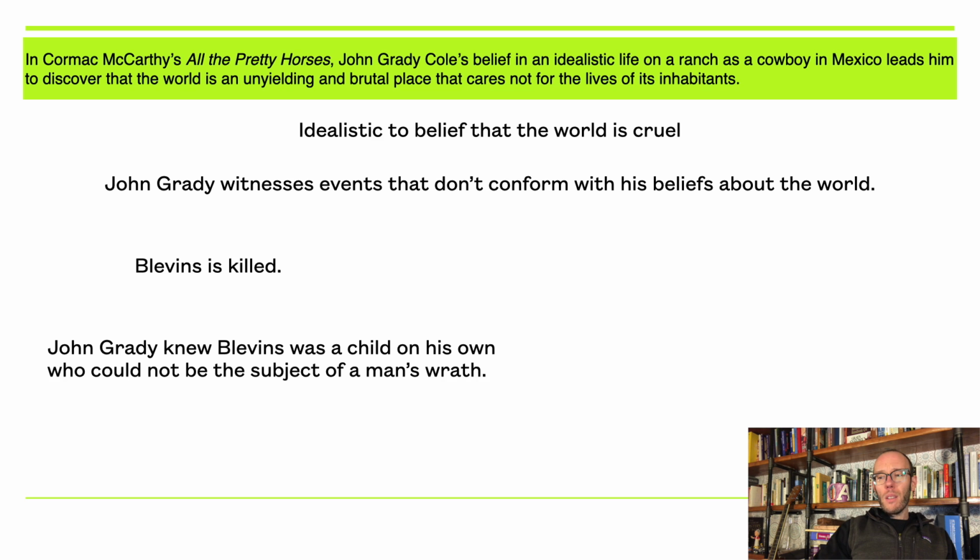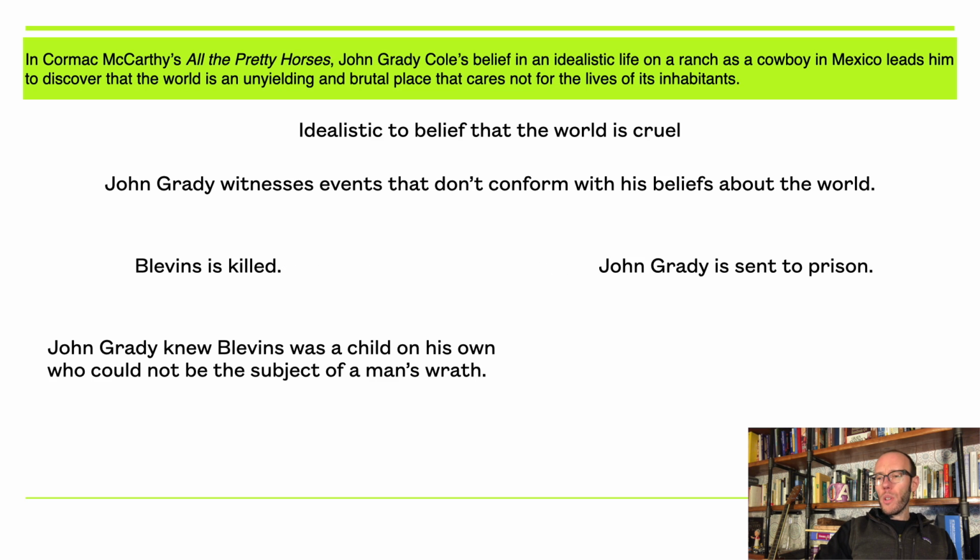But anyway, John Grady saw Blevins as, in some ways, naive and childish, right? And that someone who more needed to be taught, not necessarily somebody who deserves such wrath, right? And so those two ideas didn't conform, right? The idea that Blevins is killed doesn't conform with who Blevins was, and that confuses John Grady in some ways.